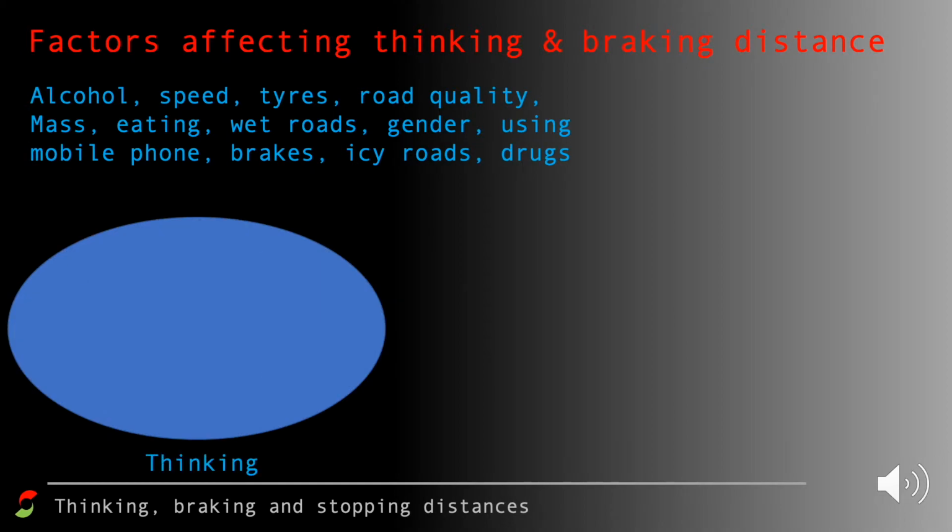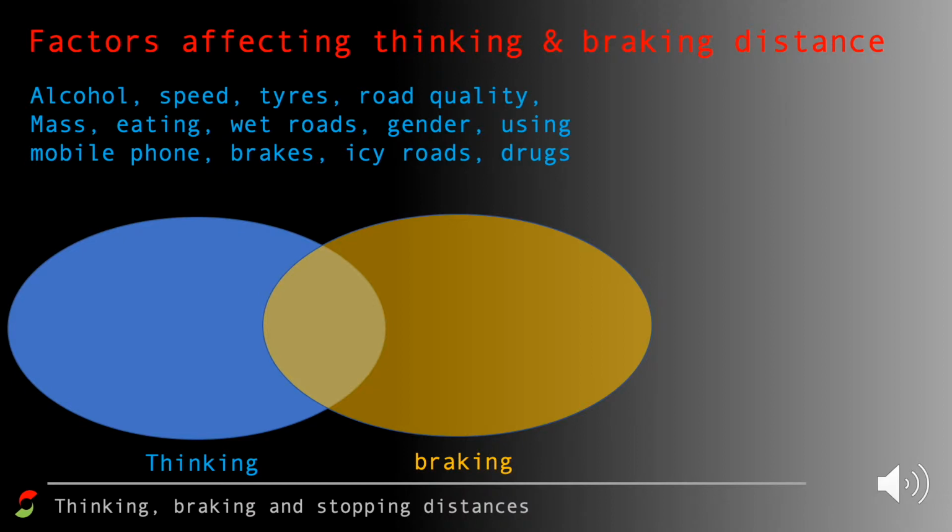We've got lots of different factors that can affect thinking and braking distance. So we're going to look at all of these different factors and apply them to a Venn diagram, because everybody loves Venn diagrams. So let's think about alcohol. So alcohol affects your reaction times. So that's going to be thinking distance. Speed of the car. Well, if you think about it, it's both of them.